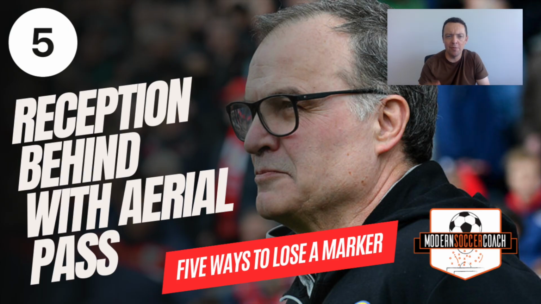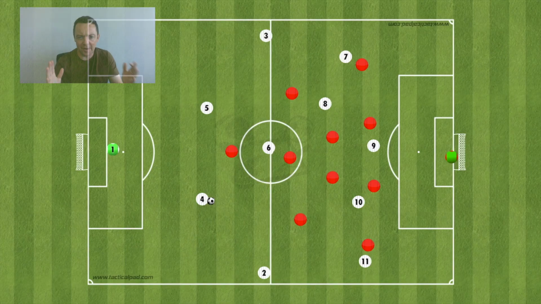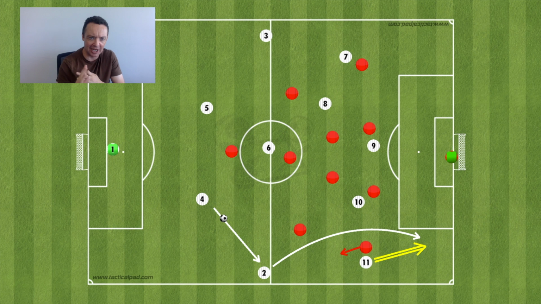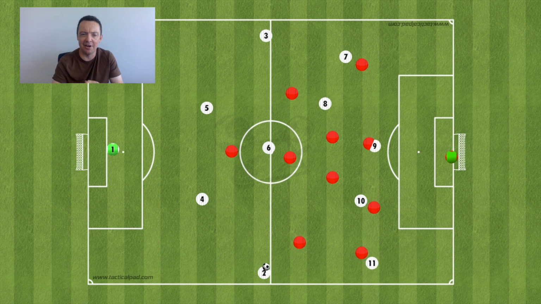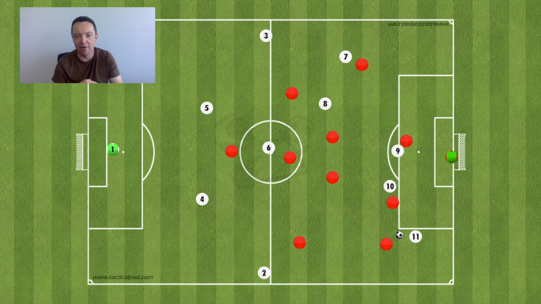And then the fifth one is reception behind the opponent with an aerial pass. Defender and attacker start on the same line. The defender is drawn towards the ball slightly, and then the movement by the attacker is to go out of that space, run in behind and receive the ball. More of a linear pass in the examples that he used, but it happens a lot in wide areas.